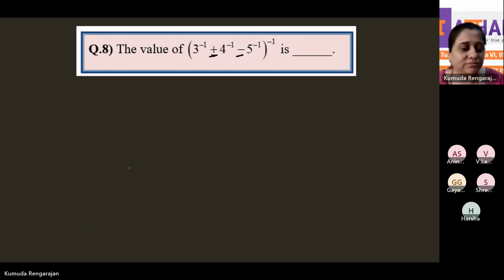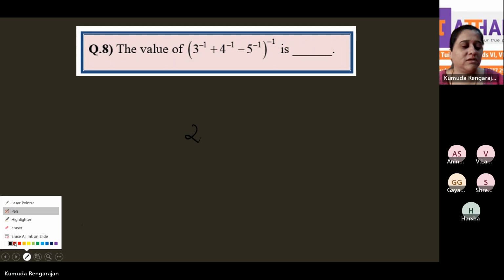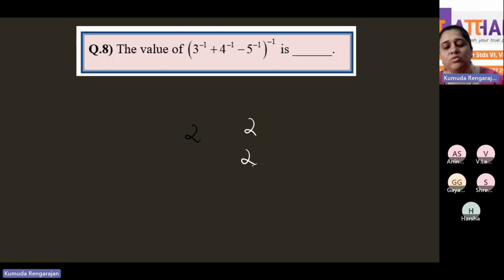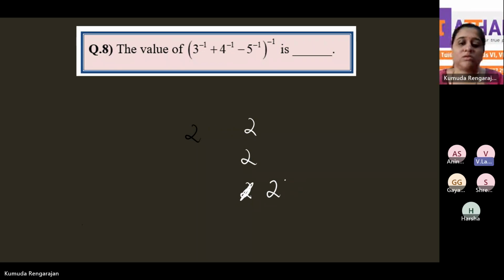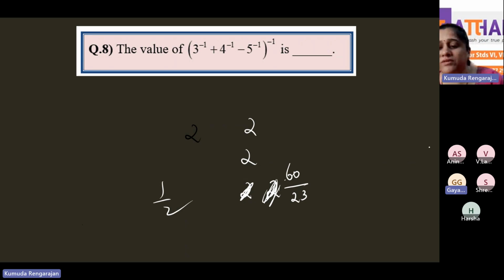Okay, can I have the answers again? Anantika, you said 2. Shreya, 2, ma'am. Then Lakshana, 60 by 23. Lakshana, please come again. 60 by 23. Oh, 260 by 23, like this? No, ma'am, only 60 by 23. Oh, okay, 60 by 23. Gayatri, you said 2 to the power minus 1 or 1 by 2. Anyone else?